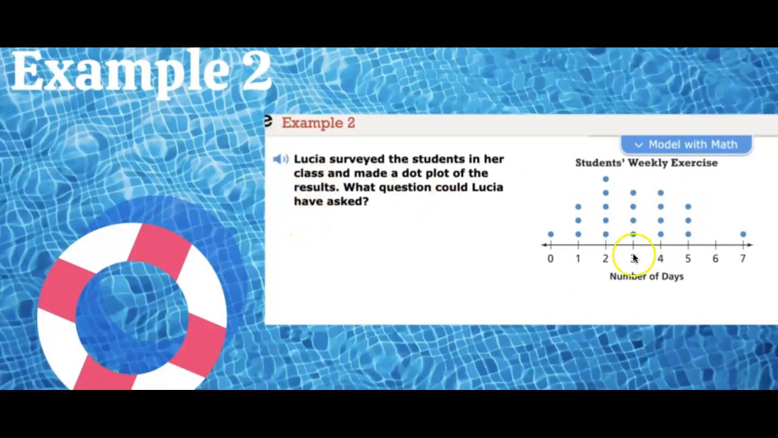What kind of graph is this, guys? What kind of graph is this? So Lucia surveyed the students in her class and made a dot plot of the result. What is the question Lucia could have asked? Urain?